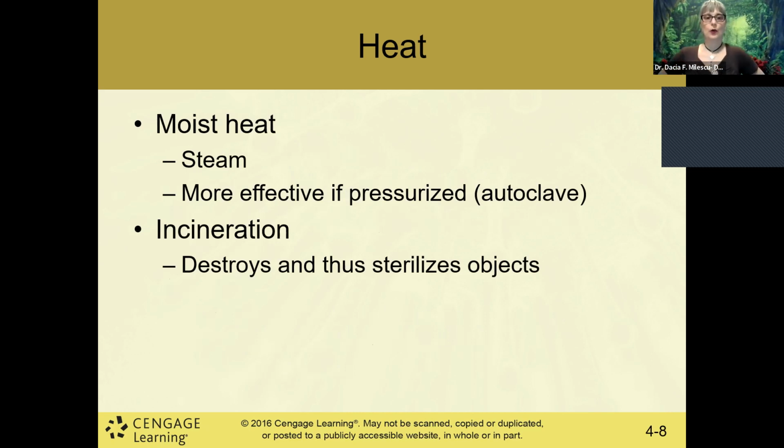Now let's talk about moist heat. With moist heat, we have steam, which is more effective if it's at high pressure. Think of the autoclave that we use in an office, very common. We also utilize incineration. This will destroy and sterilize the objects. It will destroy all pathogens, but it will also destroy, of course, the actual object. It'll sterilize it, but probably destroy it.